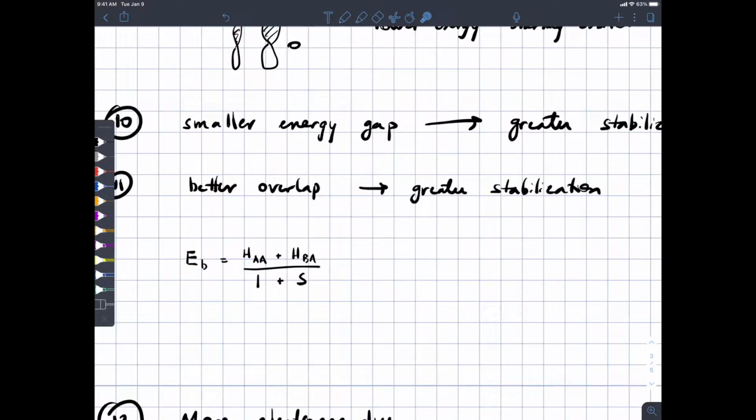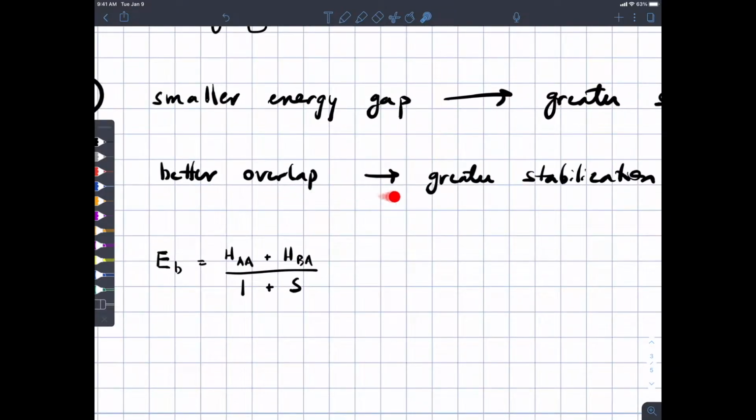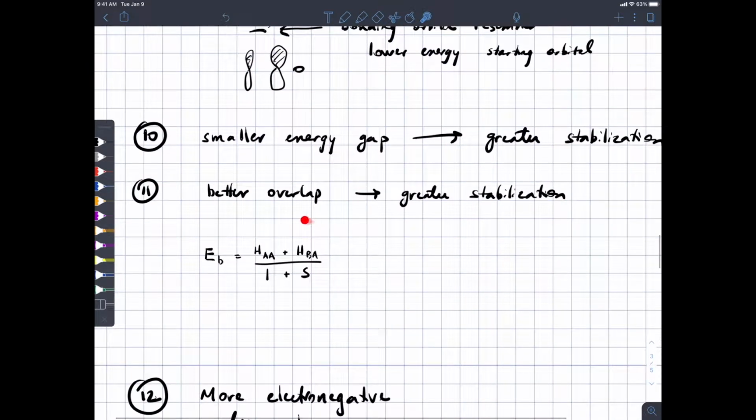What the heck's going on there? I think I mentioned that we've dealt with this rather simplistically, assuming that we could change these parameters independent of each other. The resonance integral and the overlap integral are related to each other. So you can't just arbitrarily increase the overlap integral without also making this energy more favorable. I don't have a mathematical justification for you why better orbital overlap leads to greater stabilization, but that is a principle we will use. And I'm sorry I got confused. If you want to just forget my explanation for that and remember the principle, you should be just fine. So I apologize for that.